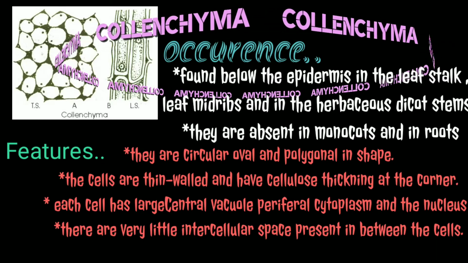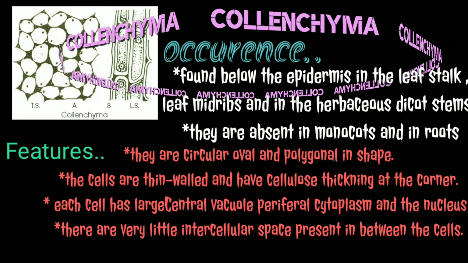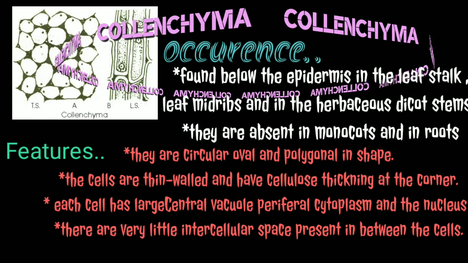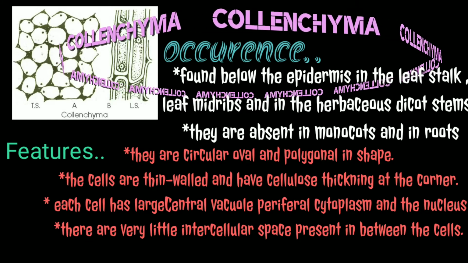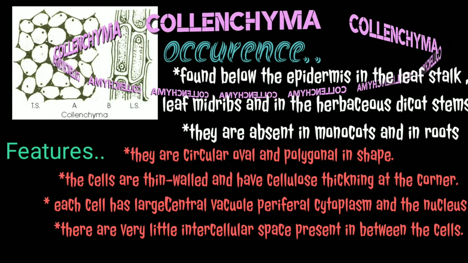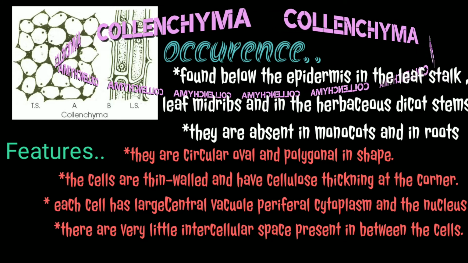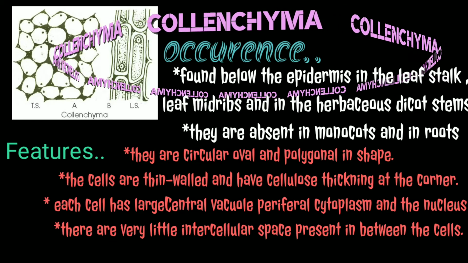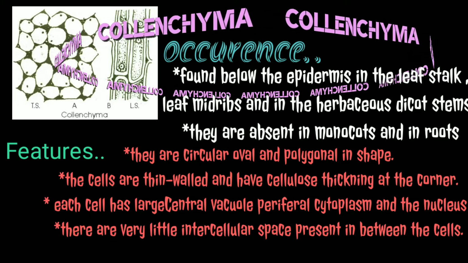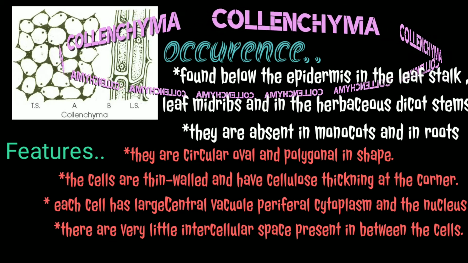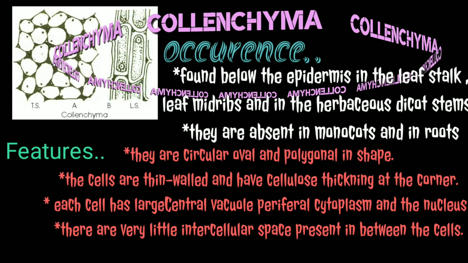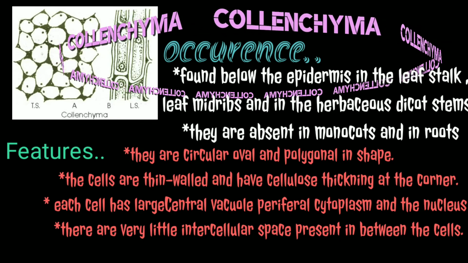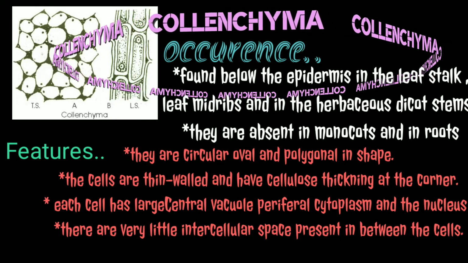Next tissue is collenchyma. It is present below the epidermis in the leaf stalk, leaf midribs and in the herbaceous dicot stem. They are absent in monocots and in roots. Now features. They are circular, oval and polygonal in shape, thin walled and have cellulose thickening at the corners. Each collenchymatous cell possesses a large central vacuole, peripheral cytoplasm and a nucleus, and they have very little intercellular space between the cells.